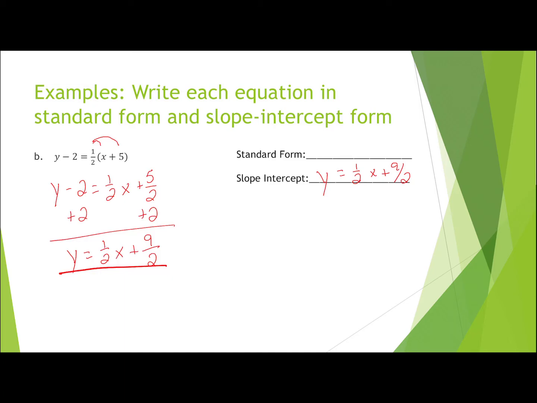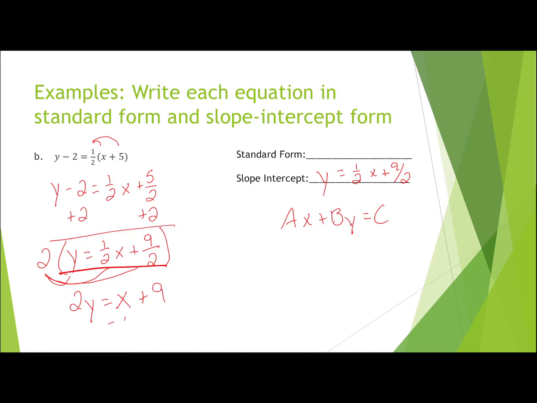So the next thing we need is to multiply it to get our standard form. Again, our standard form is ax plus by equals c. We can't have fractions, so let's get rid of those first. I'm going to multiply everything by what's on the bottom of the fraction, which is a 2. It's the same this time. Multiplying it through, I get 2y equals 2 times 1/2, which is just an x. 2 times 9 halves would be plus 9.